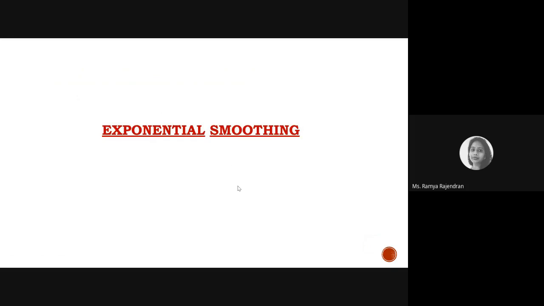Next, we'll be discussing exponential smoothing. So you had a very good idea of moving average and the forecasting measures right now. So we'll be moving into exponential smoothing.